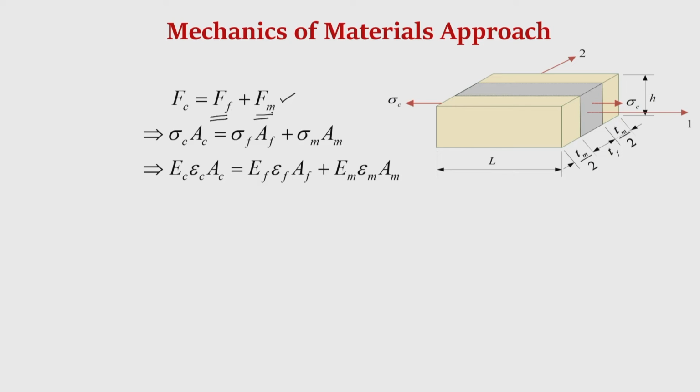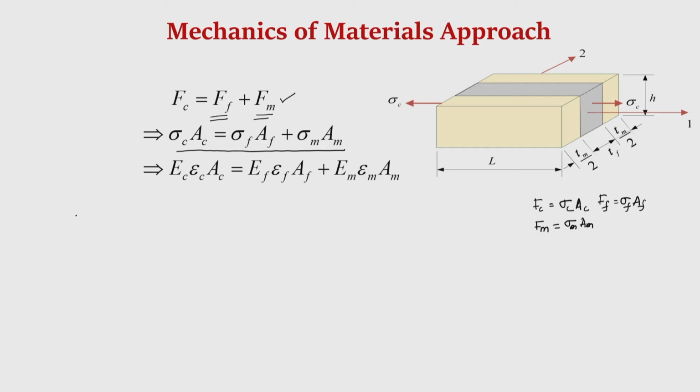Okay. Now, as we have just discussed, F c is nothing but sigma c into A c, and F m is nothing but sigma m A m, and F f is nothing but sigma f into A f. Therefore, we put this and we get this expression. Okay. So, another assumption is that both the fiber, matrix and the lamina obey Hooke's law.